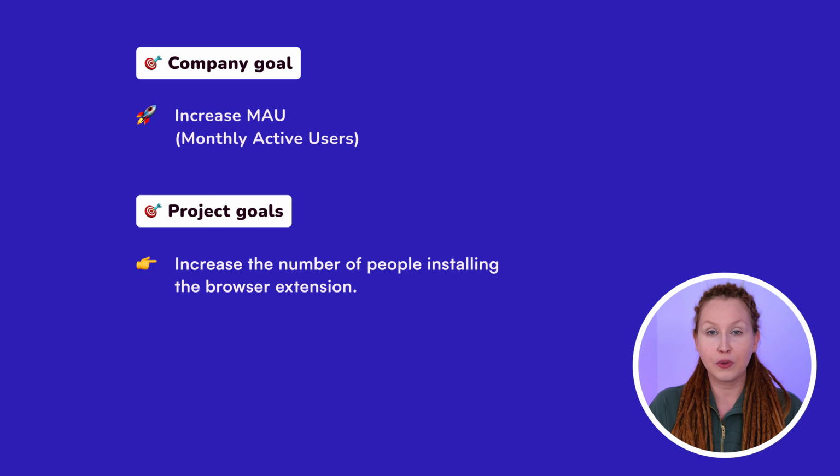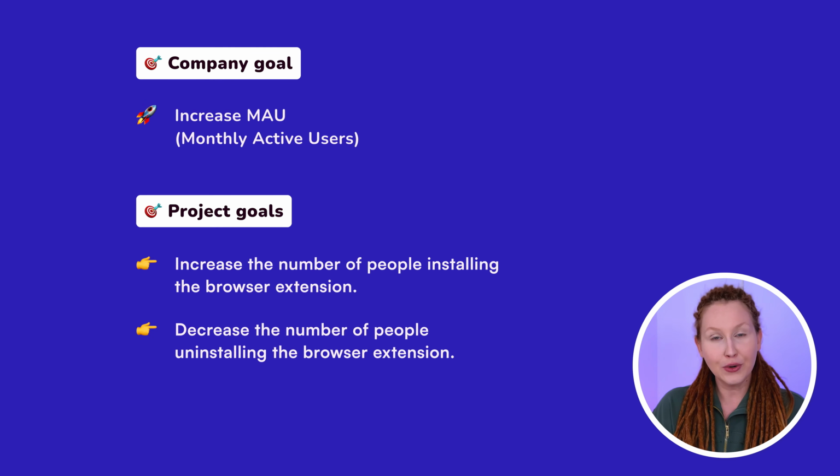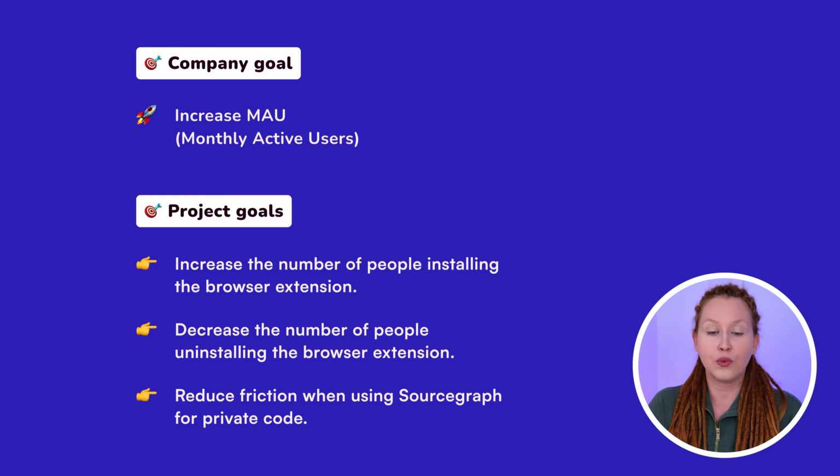Increase the number of people installing the extension, decrease the number of people uninstalling the extension, and reduce friction when using SourceGraph for private code. If we were to achieve those goals, we would contribute to the high-level company goal of increasing monthly active users. And on the other hand, KPIs are metrics that you will be tracking your project success against. And for the browser extension project, here are the KPIs that we had.